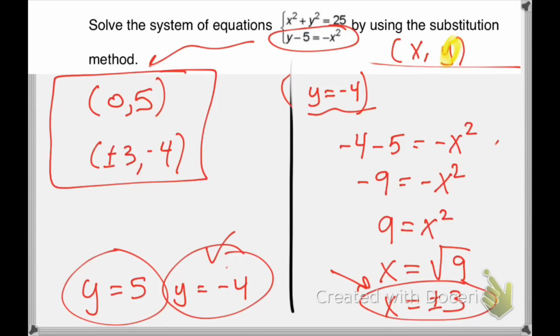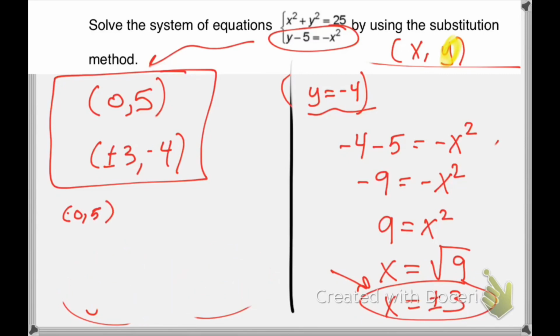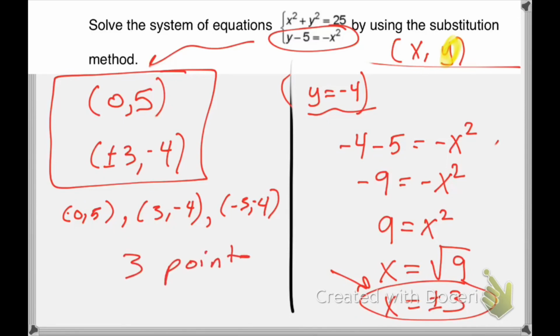That's my solution set. So how many points of intersection do I have? I have 0, 5. I have 3, negative 4. And I also have negative 3, negative 4. So I have 3 points of intersection. But this is your solution right here.